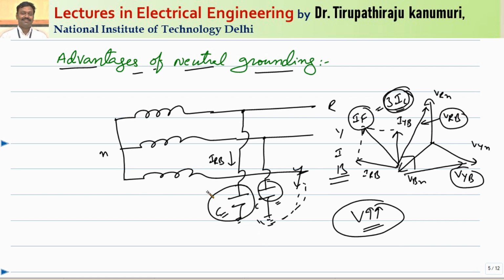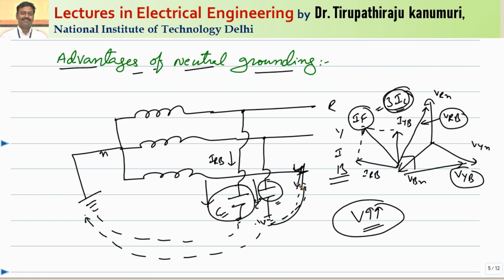Let us assume these capacitive currents are not passing through the fault, because the neutral is connected to ground. If the neutral is connected to ground, the capacitive currents can close through the neutral connection.